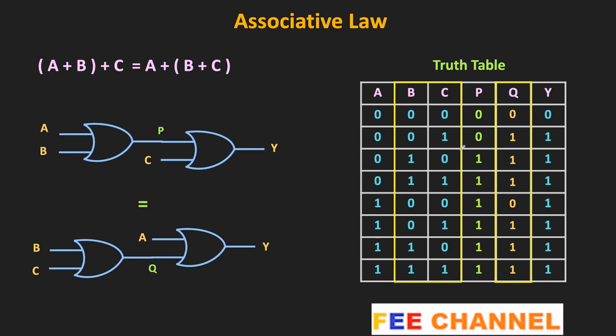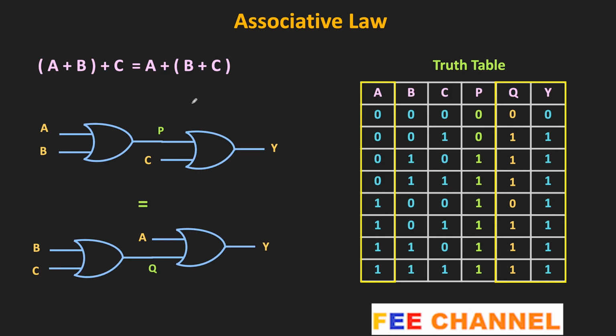Similarly, let's evaluate this Q for the second circuit. As you can see, this Q is the OR operation of B and C. That means this Q is high when either input B or C is high, and it is 0 when both inputs B and C are 0. Now, this Q is ORed with A, and its output is equal to Y. So, this output Y is equal to 0 when both inputs A and Q are 0, and when any of the inputs is high, the output Y is equal to high.